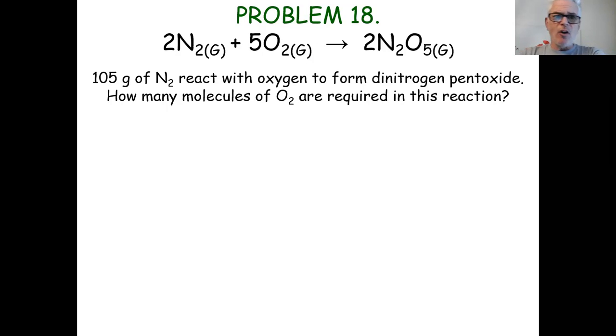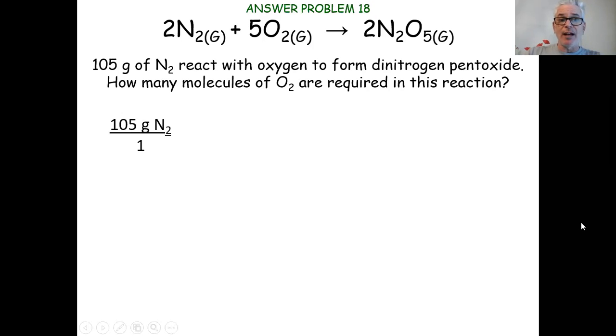So in this case, we're starting with grams, or we're starting with a mass of nitrogen. We want to end up with particles or molecules of oxygen. We're not going to worry about the N2O5. It's balanced. It'll take care of itself. It's not in this problem. First step, we're starting on Mass Island. We're going to change 105 grams of nitrogen. We have to convert it into moles.